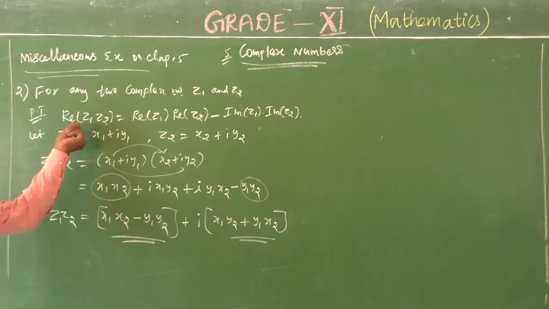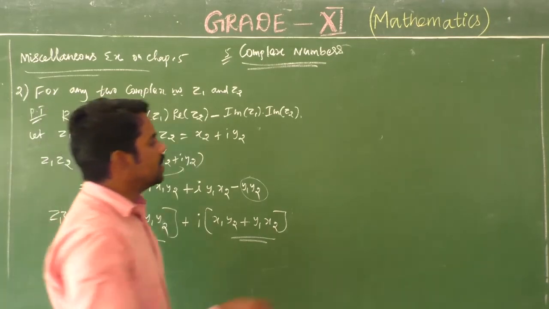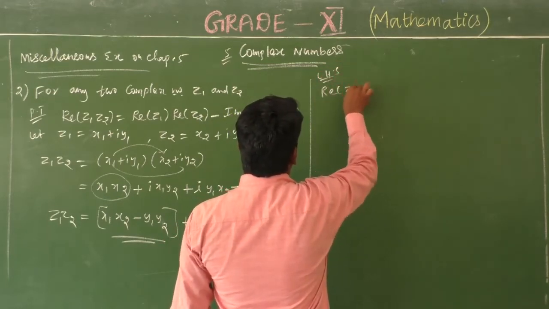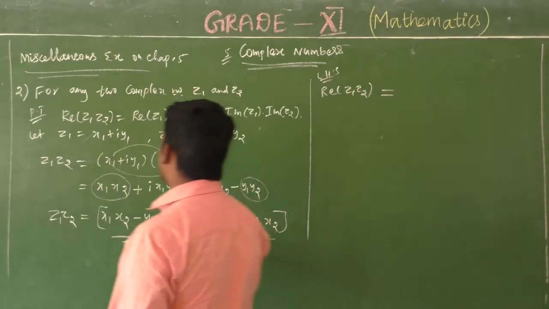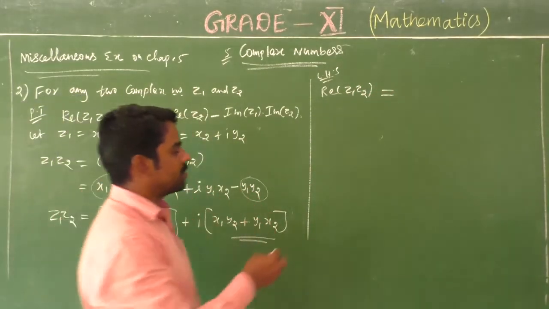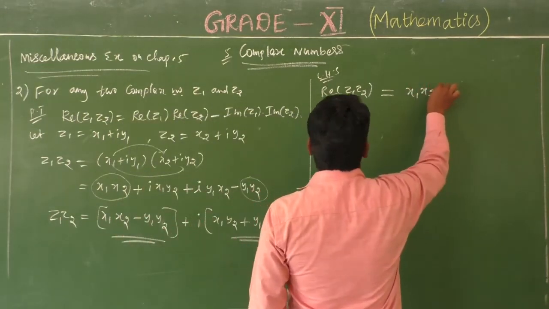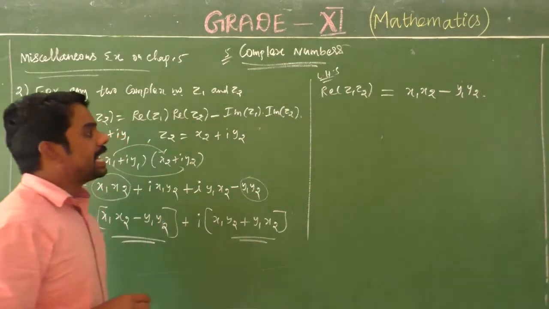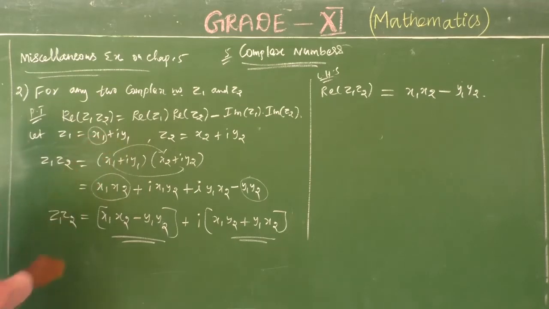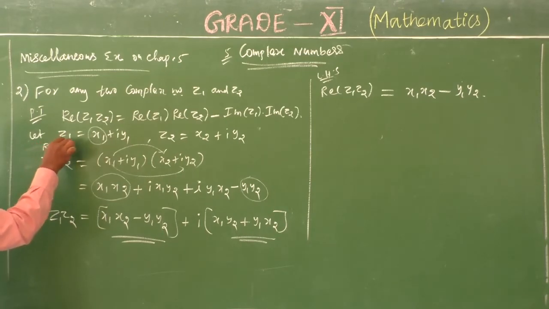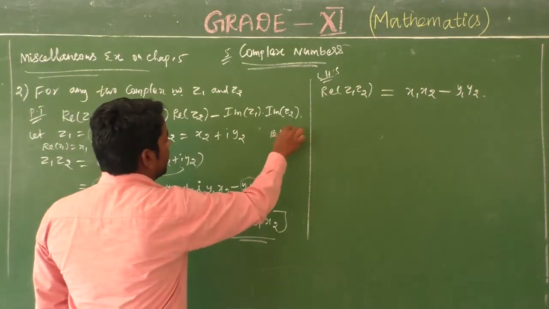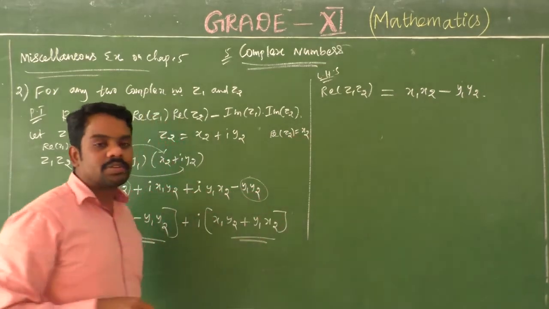Here, LHS is real part of z1 into z2. So LHS, real part of z1 into z2, is equal to, here the real part is x1 x2 minus y1 y2, that is x1 into x2 minus y1 into y2. Okay? Right. You know, x1 is real part of z1. Here real part of z1 is x1, and real part of z2 is x2.